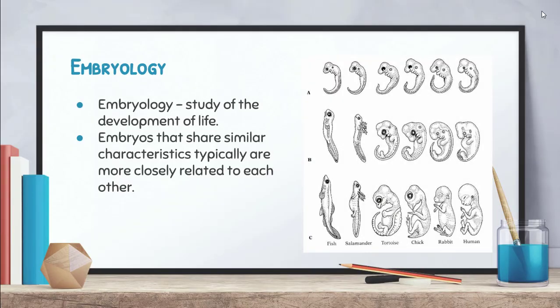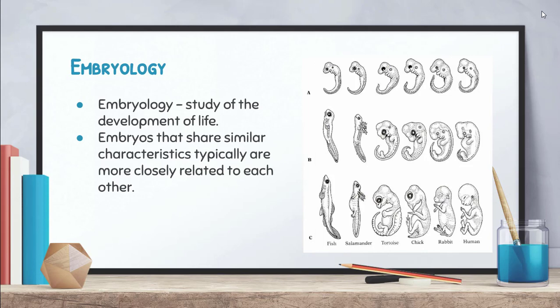We can also look at embryology and how embryos develop over time. Embryology is the study of the development of life. Embryos that share similar characteristics typically are more closely related to one another. So if you take a look at all of the embryos in A, they all look pretty similar to one another. If you look at B, we see that the fish and the salamander look very different than the other ones. And when we look at C, you can see that there's some distinct differences between all of them.